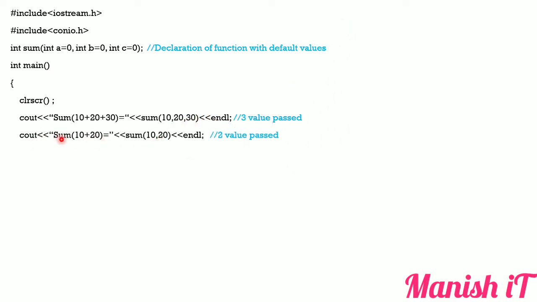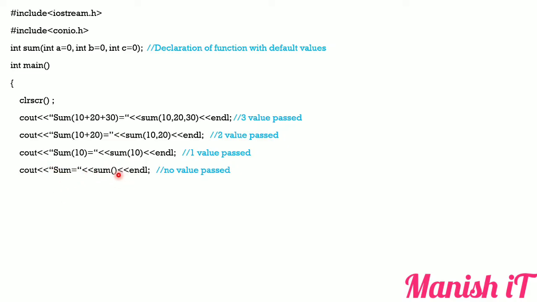See another: cout sum, and here I have passed two values, 10 and 20. So 10 is initialized to a and 20 is initialized to b, and c has nothing, so it is taken from the default here. So c is 0. And next is sum 10. 10 is passed, 10 goes to a, and b and c are nothing, so they are taken from here. That's why it is called a default argument. Next, I have passed nothing in the sum function.